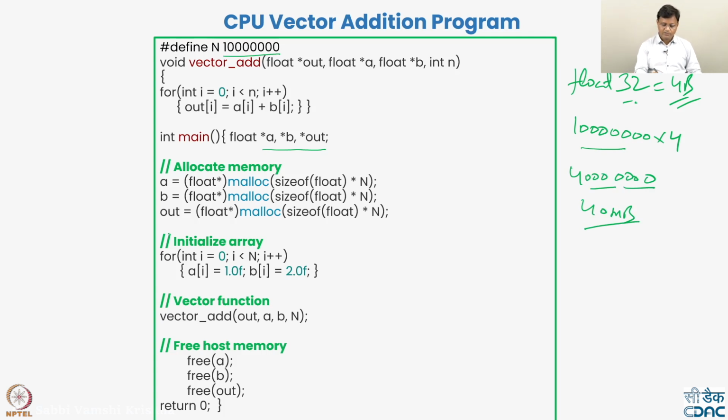So, I have 3 variables, and each variable needs 40 MB of space to store this many elements. You can see here the allocation of memory, and you can notice that I am using the malloc function of standard C++. That means this allocation is happening in the CPU's memory.